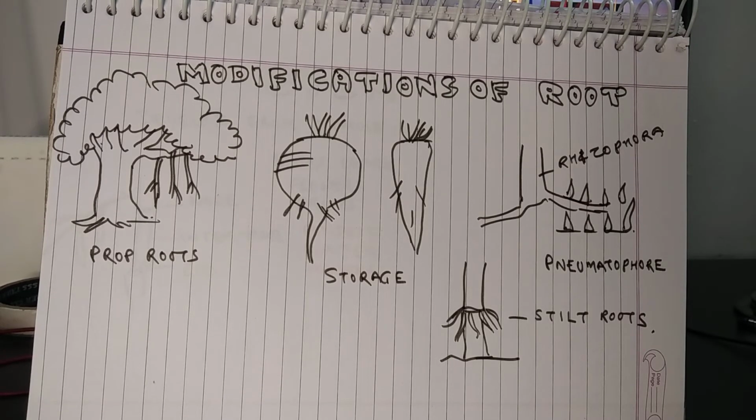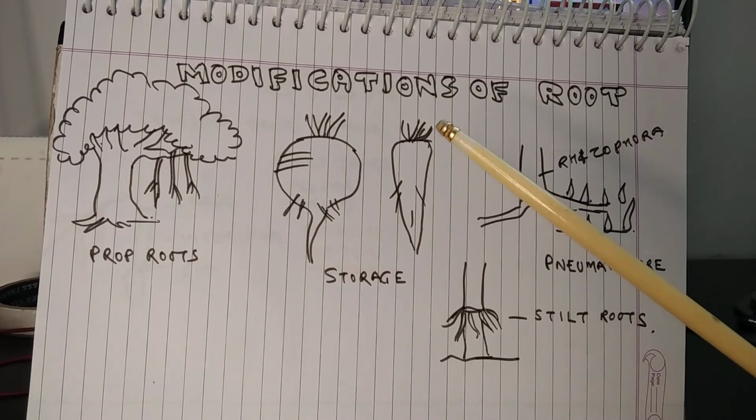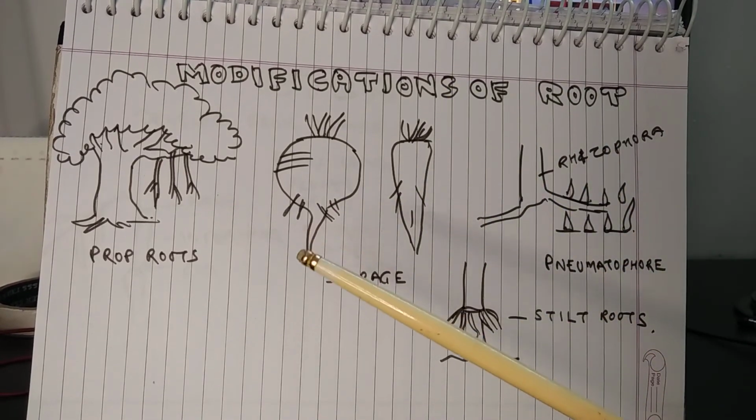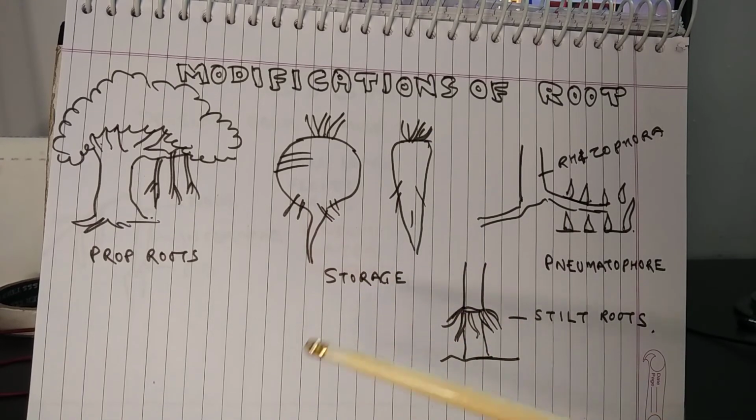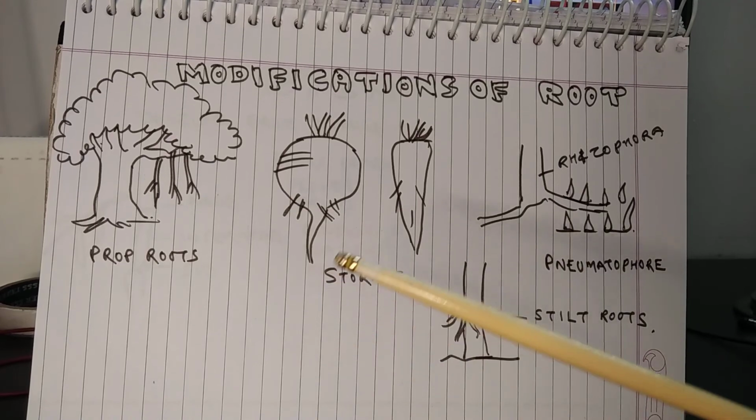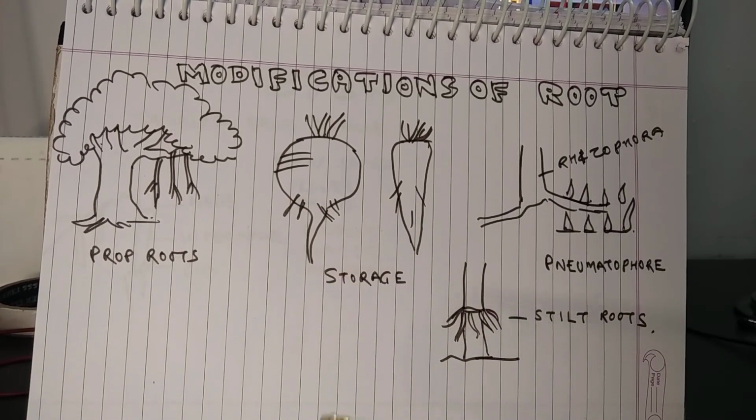Then certain roots undergo modification because of storage of food. You must have eaten many modified roots, for example, turnip, then beet, carrot, radish, all of them are modified roots, and they are swollen because they have food stored in them.